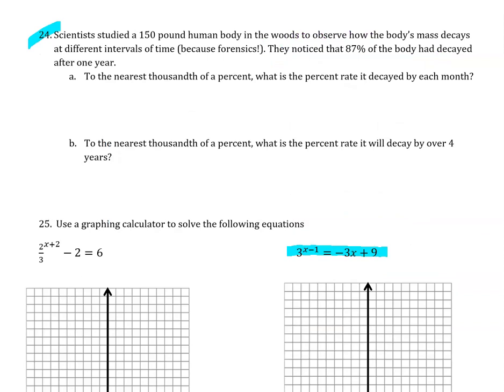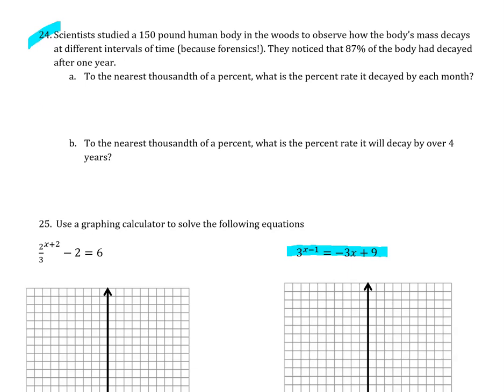Okay, next we're at 24. Scientists studied a 150-pound human body in the woods to observe how the body's mass decays at different intervals of time. They noticed that 87% of the body had decayed after 1 year. To the nearest thousandth of a percent, what is the percent rate it decayed by each month?